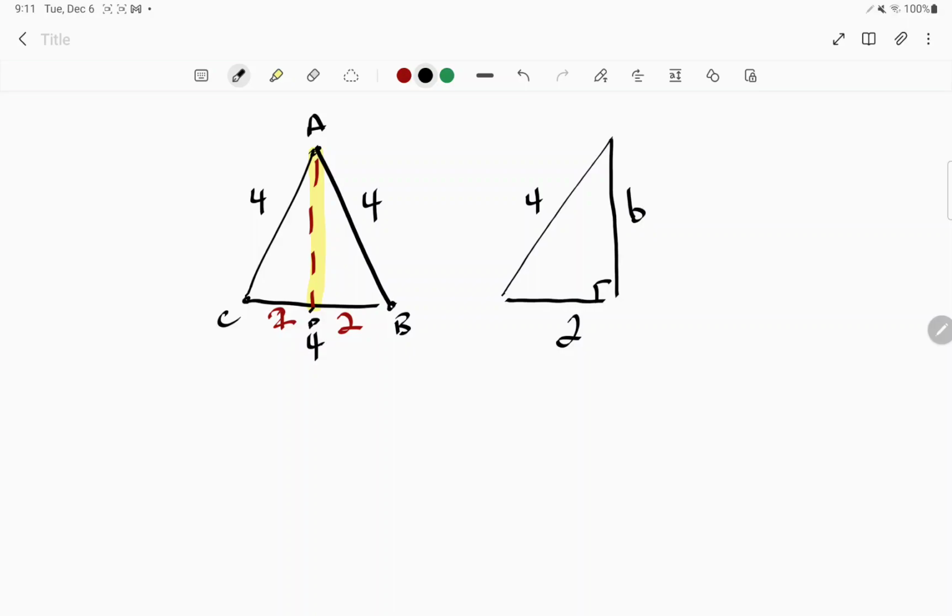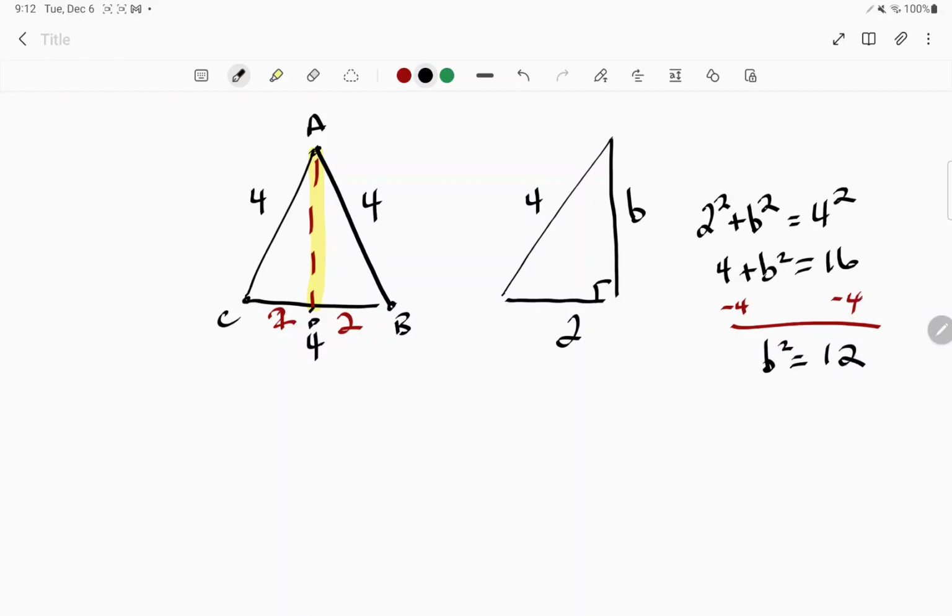Trying to figure out what B is, let's set up the Pythagorean theorem. So you'd have 2 squared plus B squared is equal to 4 squared. So that would be 4 plus b squared is equal to 16. And just like before, to get the b squared by itself, we're going to subtract away that 4 that's on the same side. So you'd have b squared is equal to 12. And to find b, you would find the square root of 12. We're just going to leave it as that, the square root of 12. So when the side length's 4, b is the square root of 12.